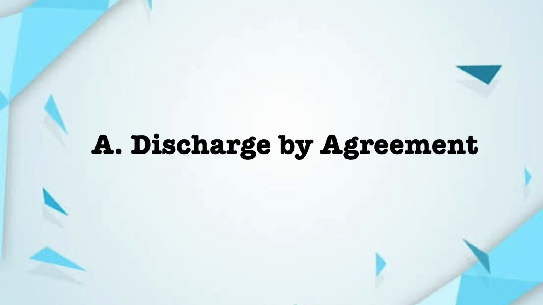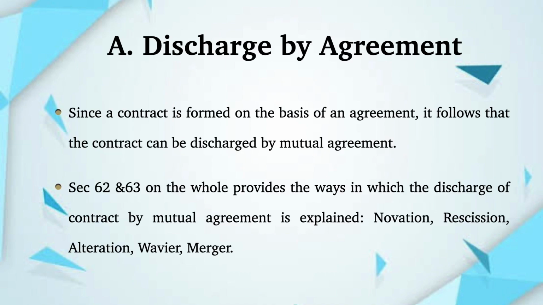First one is discharge by agreement. Since a contract is formed on the basis of an agreement, it follows that the contract can be discharged by mutual agreement. Sections 62 and 63 on the whole provide the ways in which discharge of contract by mutual agreement is explained. When we say it is by agreement, that means both the parties have agreed to discharge a contract or terminate the contractual relationship by making sure the obligations are fulfilled.